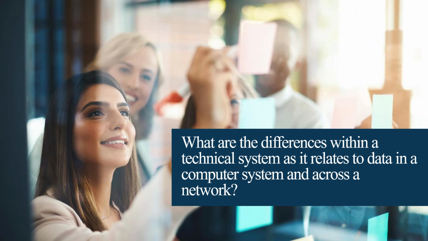Other differences within a technical system relate to data in a computer system and across the network. One, data inside a computer system is a local data path. This refers to how data moves within a single device: a laptop, server, smartphone, or a virtual machine. Data across the network is a distributed data path. This refers to how data moves between systems, from one device to another across a LAN, WAN, or the internet.